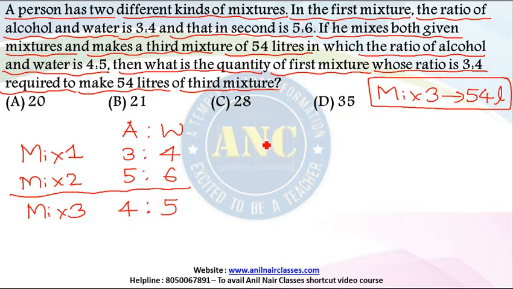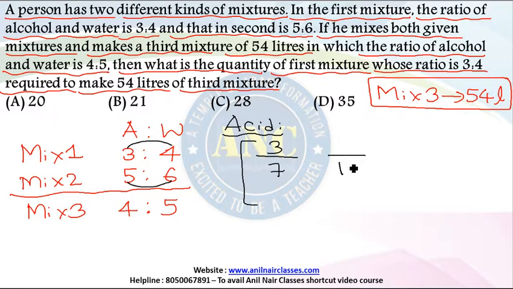Now see here, this is again the same kind of problem solving like my previous two questions. Let me work with any one parameter as the base reference, either acid or water, whichever you like. Suppose I take acid as my base reference. In mixture 1, out of total 3 plus 4, 7 liters, 3 liters belongs to acid. Out of total 5 plus 6, 11 liters, 5 liters belongs to acid. Out of total 4 plus 5, 9 liters, 4 liters belong to acid.